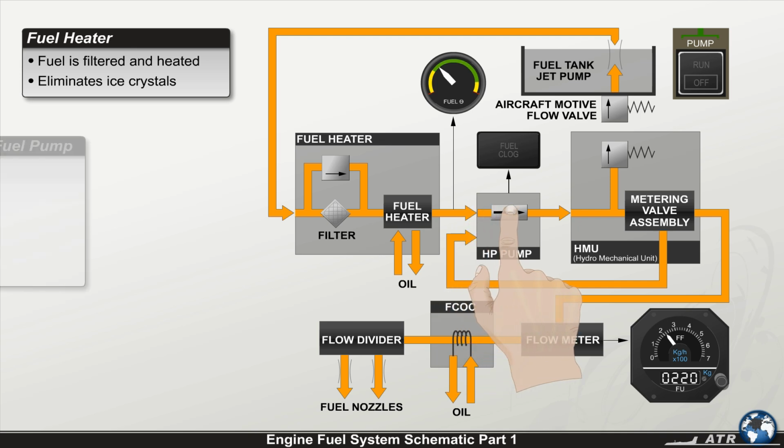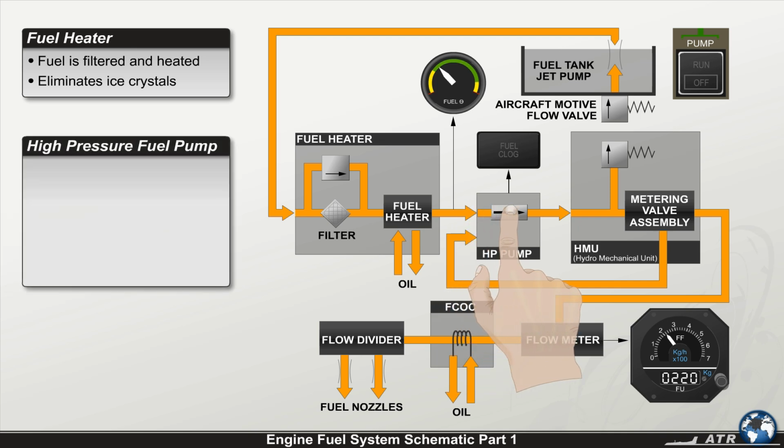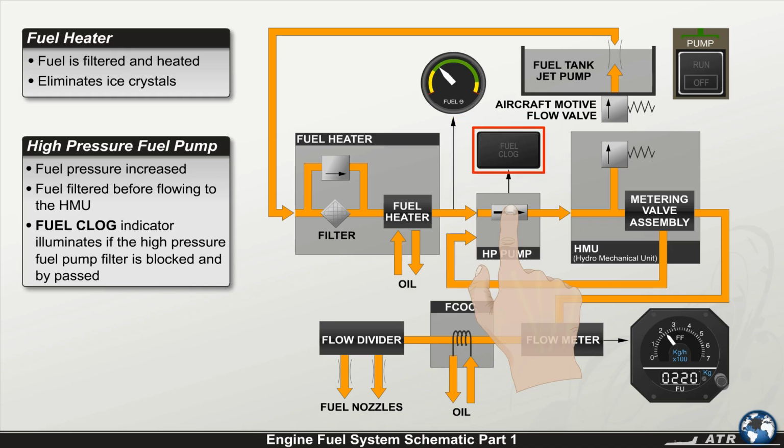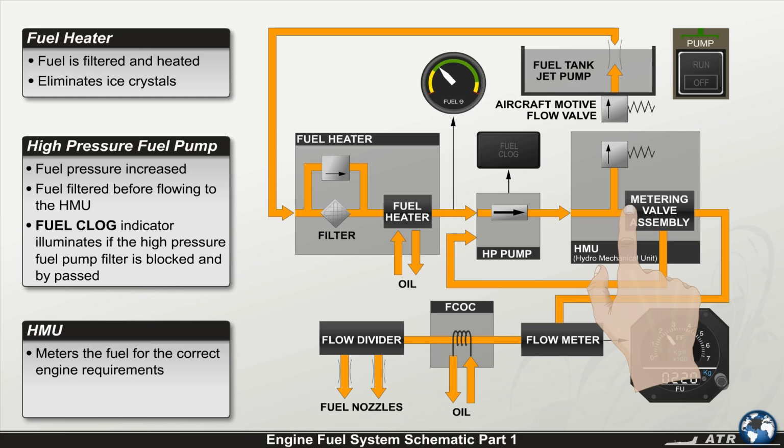Fuel from the fuel heater enters the high-pressure fuel pump, where the fuel pressure is increased and the fuel is filtered before flowing internally to the hydromechanical unit, or HMU. A fuel clog indicator will illuminate in the cockpit to alert the pilots if the high-pressure fuel pump filter is blocked and bypassed. The HMU will meter the fuel for the correct engine requirements and will also produce a high-pressure fuel flow to generate the motive flow.